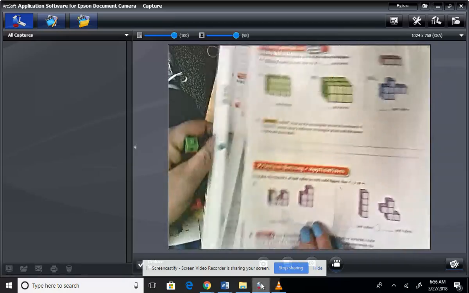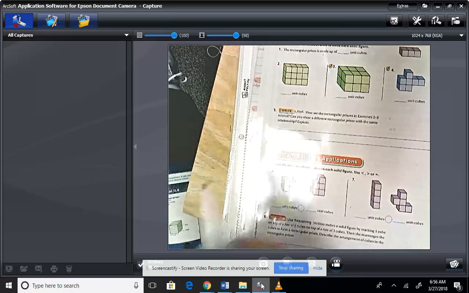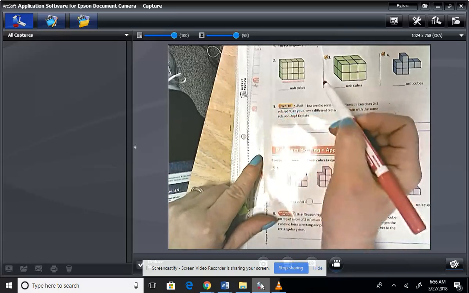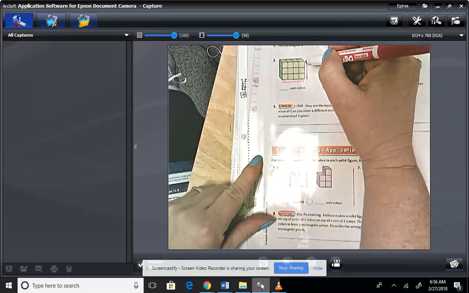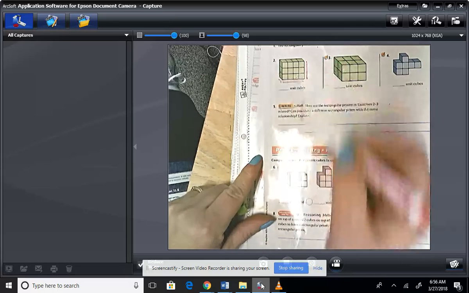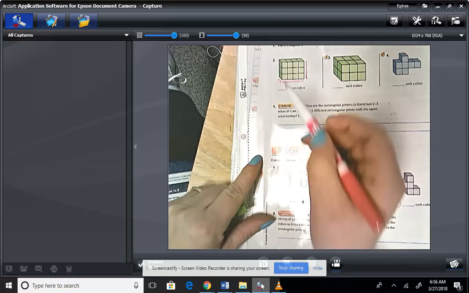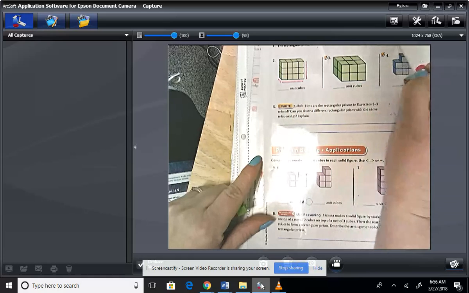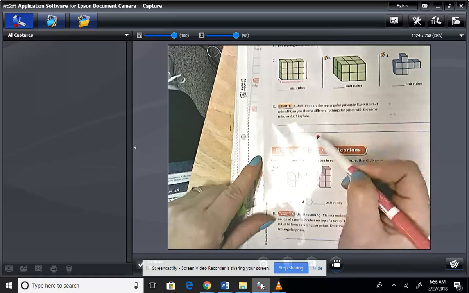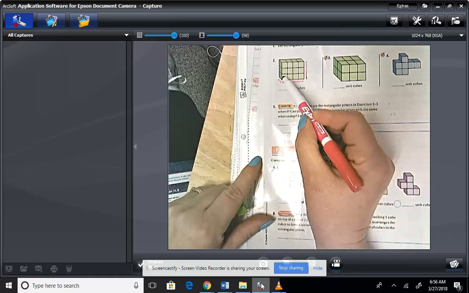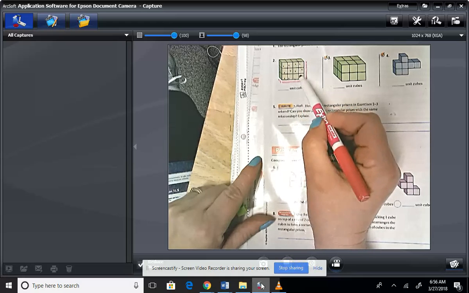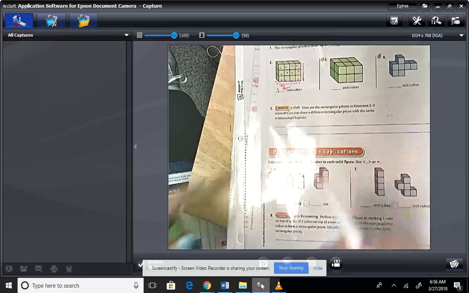Now with this one, how many unit cubes are there? So remember, you're going to count how many you have for your length, how many is your height, and how many is your width. And so this one's made up of 3 unit cubes. How many is this one? 1, 2, 3, 4, 5, 6, 7, 8, 9, 10, 11, 12. So finish those, please.